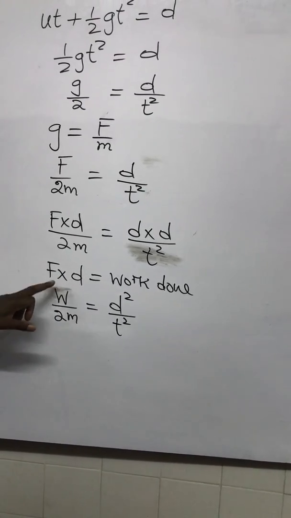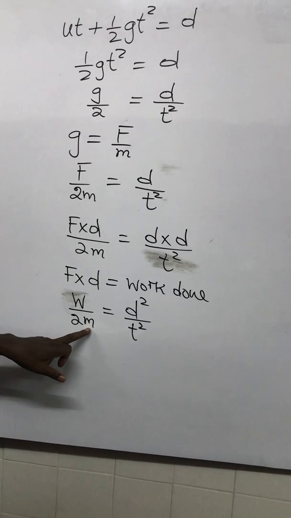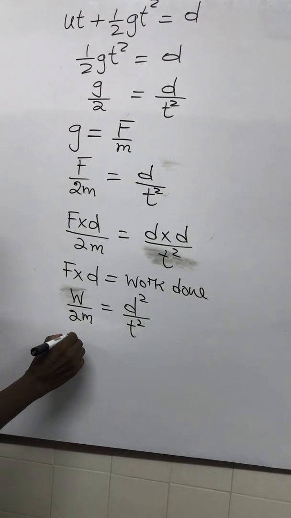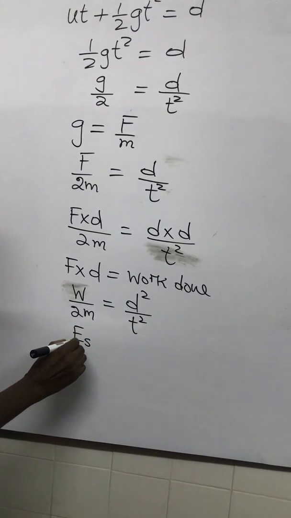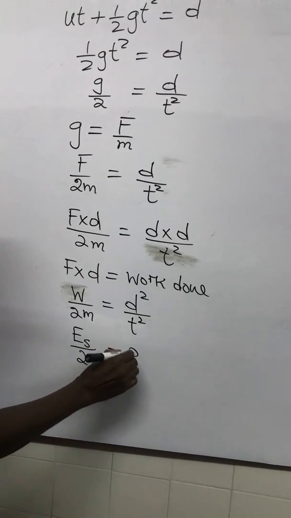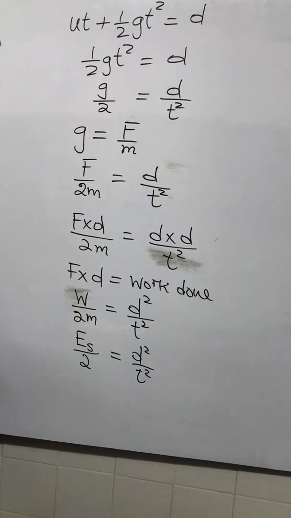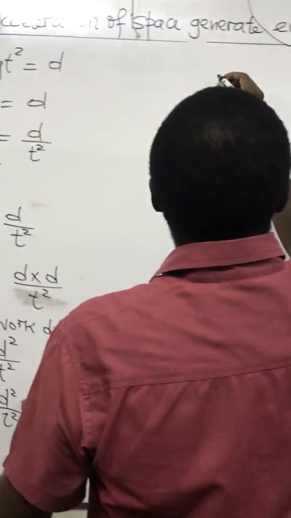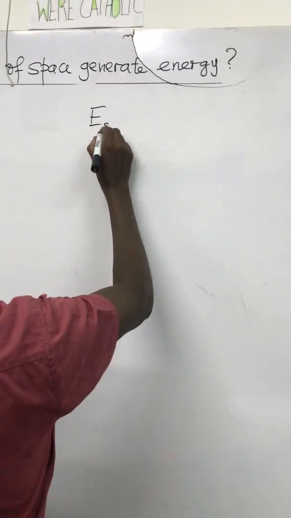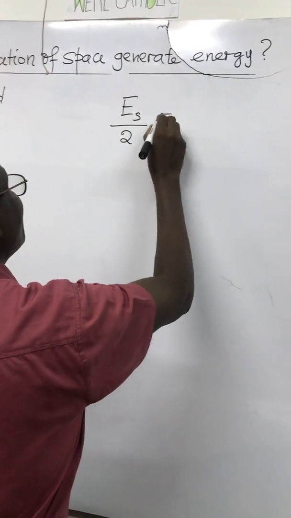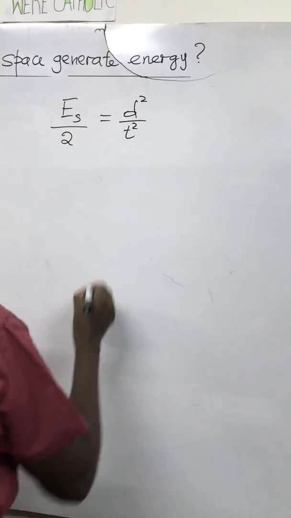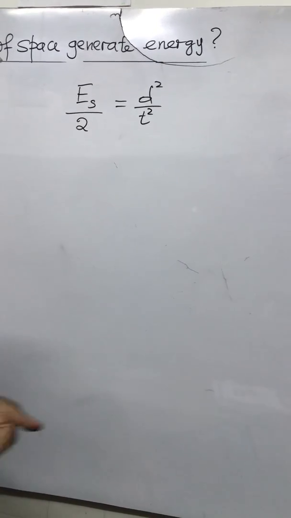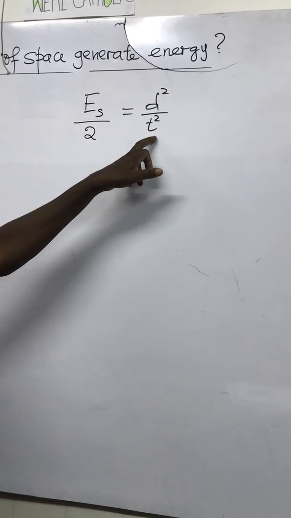But work or energy, W, over m, is actually specific energy. So we are saying specific energy Es over 2 is equal to d squared over t squared. But if we look at this d squared, we know that d squared is area, is space, and t squared is acceleration.